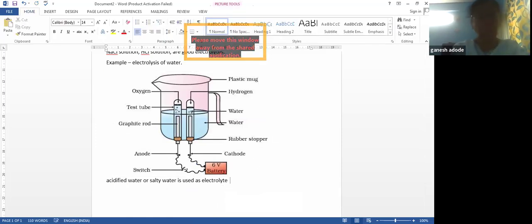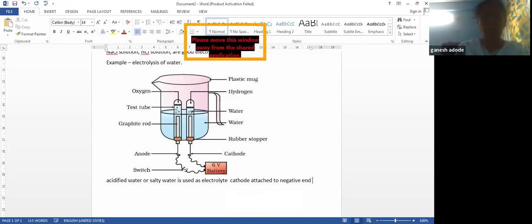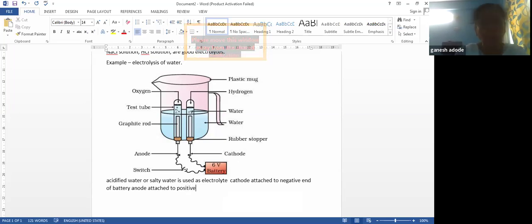Now see here, cathode is attached to the negative end of the battery, while anode is attached to the positive end of the battery.